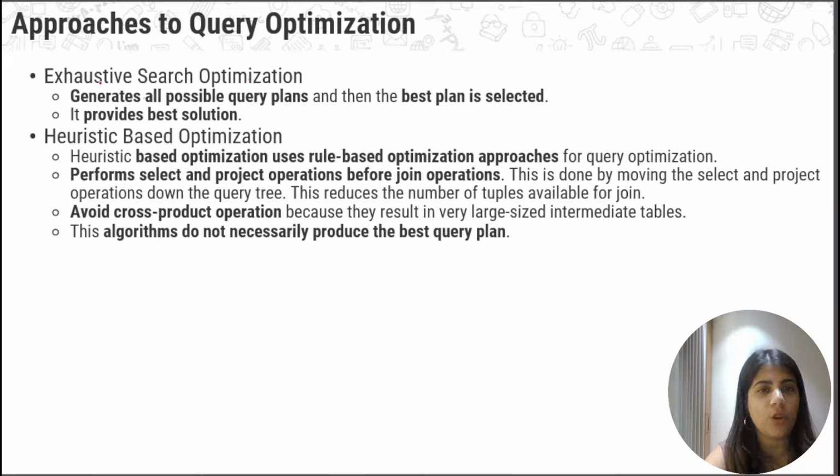The first one would be exhaustive search optimization. It generates all possible query plans and then the best plan is selected. It provides the best solution, since we generate all the plans and select the best one out of them.